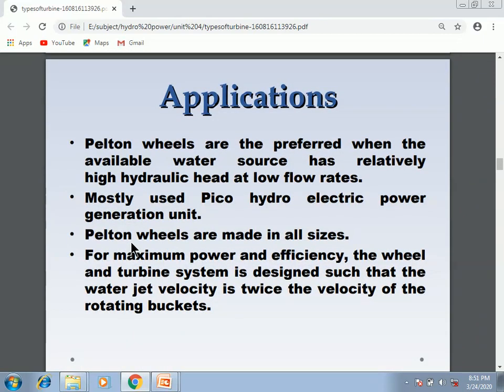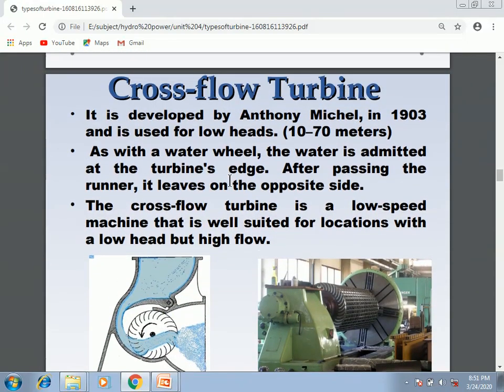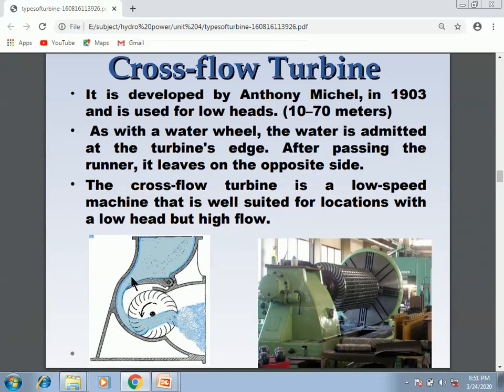What is the application of Pelton wheel? As the definition says, Pelton wheels are preferred when available water resources have relatively high head at low flow rate. Then cross flow turbine. Cross flow turbines were developed by Anthony Mitchell in the year 1902 and they are designed for low head between 10 to 70 meter. This is the diagram of how the cross flow turbine is designed.